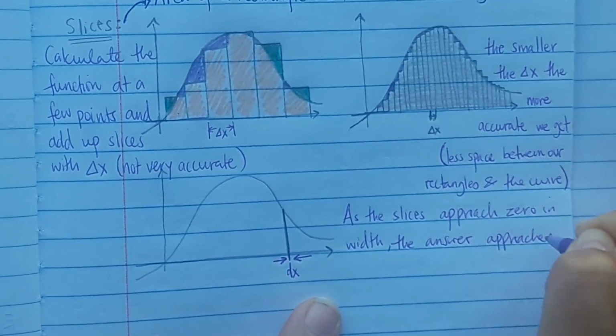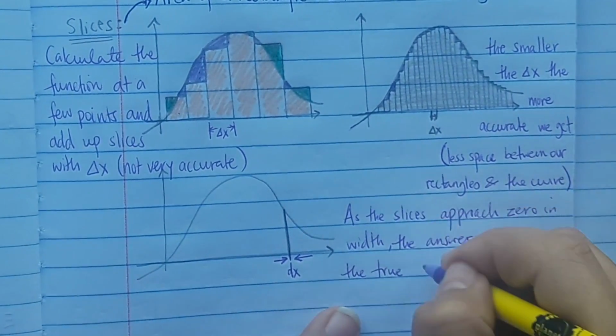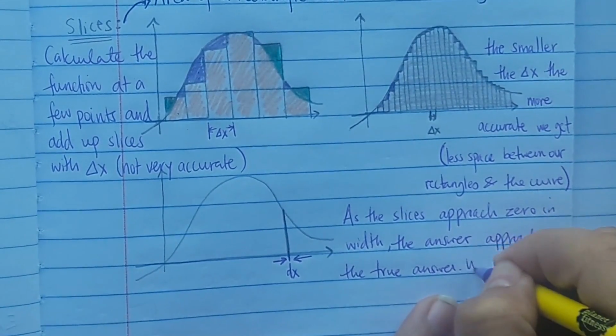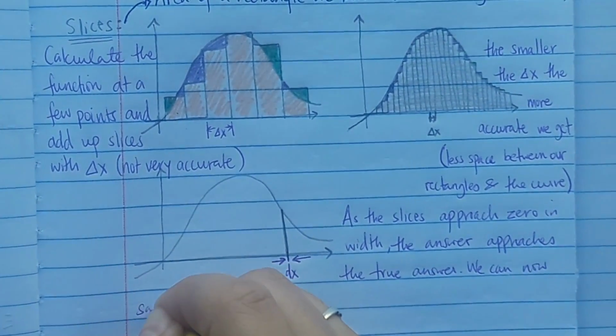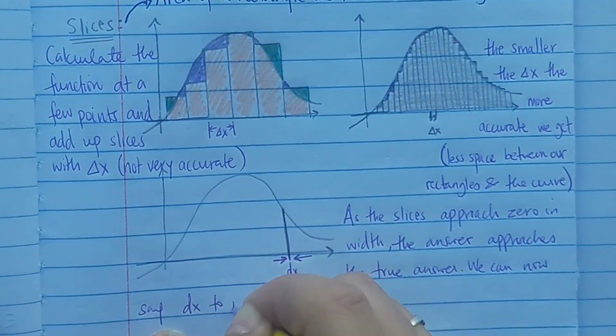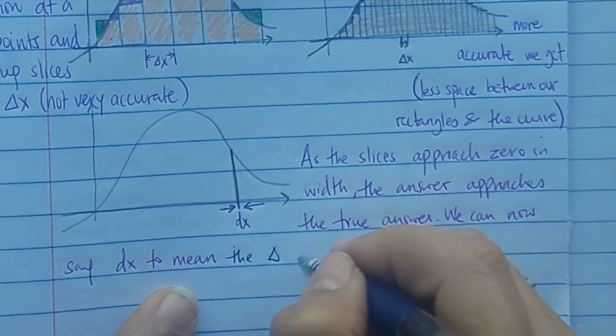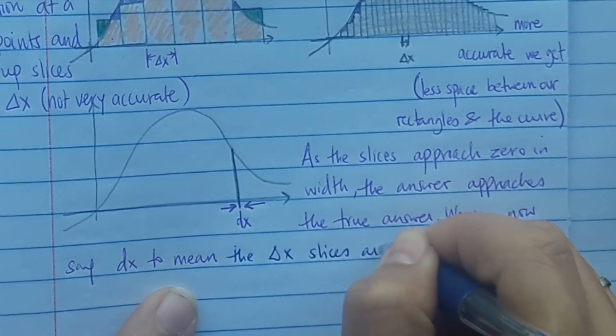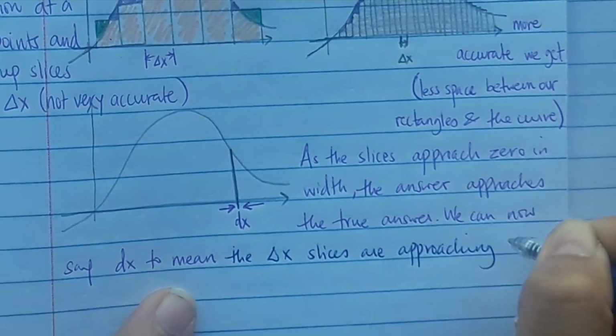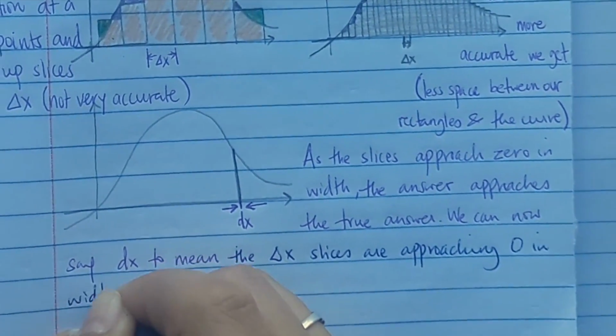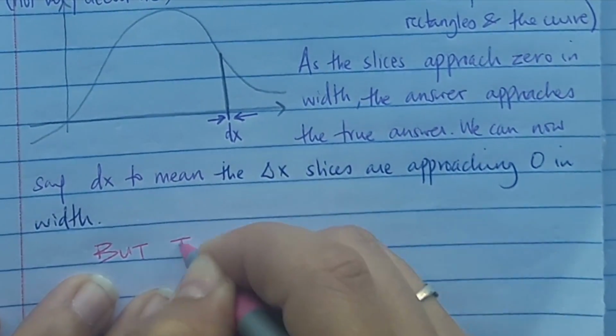This is a listening check. Color in 0. Color in the word 0 after approach. So we can now say dx means the change in x, slices approaching 0 in width. So from here on out, dx means the change in x, slices approaching 0 in width.